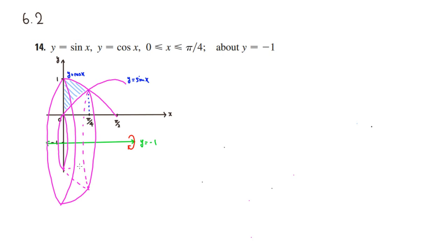So what we need to do is we're still going to have to do the washer method. If you slice it, it's going to look like this. So I'm going to just draw one washer, and the outer circle probably looks somewhat like that. Sorry, it's a little bit slanted.